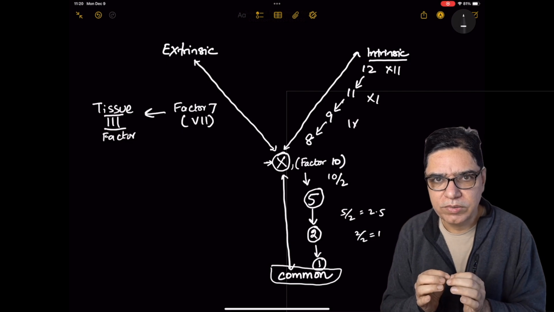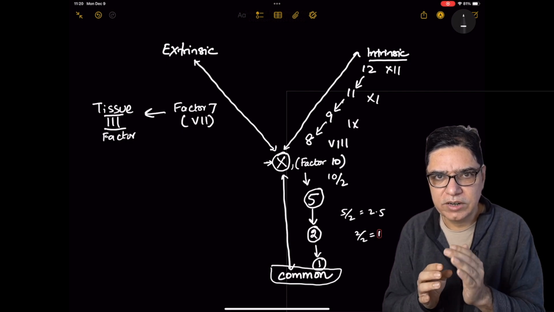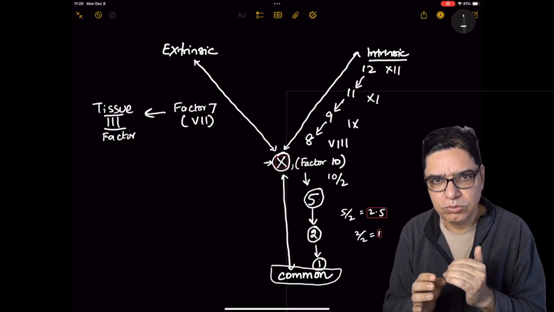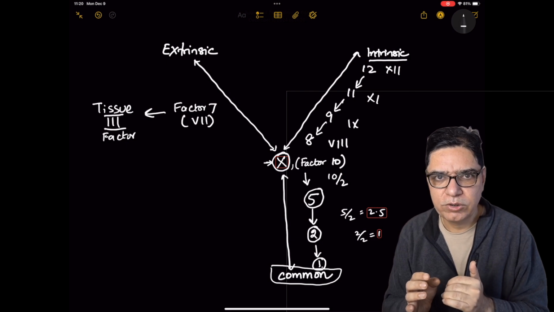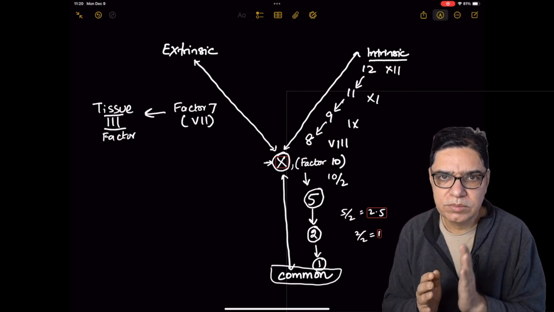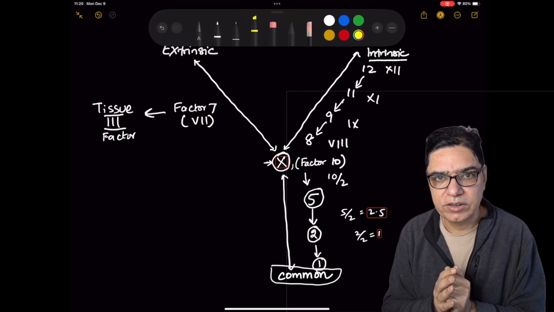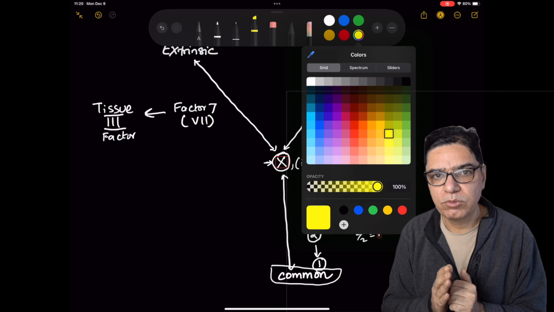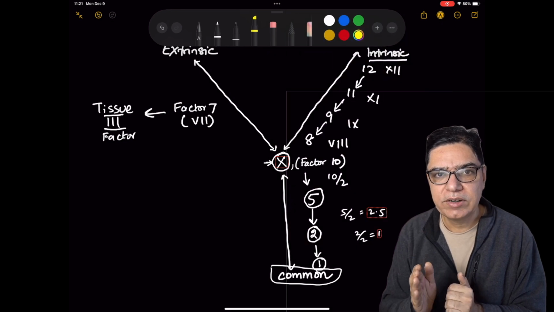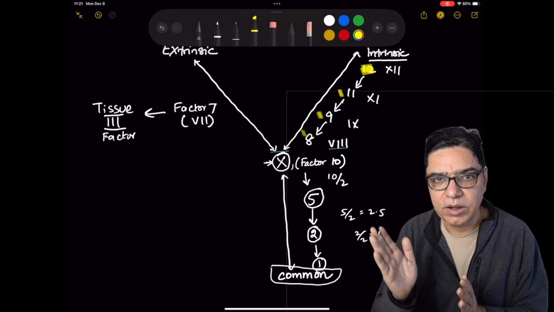So the common pathway, remember 10 is in the center, so 10 divided by 2, 5 divided by 2, 2.5 equal to 2, then divided by 2, 1. So 10, 5, 2, 1 are your common pathway. Your extrinsic pathway is only factor 7, and with that, the tissue is actually factor 3. And if you count back from 12, 12, 11, 10 is already out, 9 and 8. These are your intrinsic pathway on the right side.